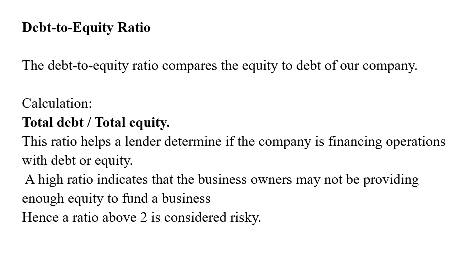Debt to equity ratio. The debt to equity ratio compares the equity to debt of our company. Calculation: total debt divided by total equity. This ratio helps a lender to determine if the company is financing operations with debt or equity. A high ratio indicates that the business owners may not be providing enough equity to fund a business. Hence, a ratio above 2 is considered risky.